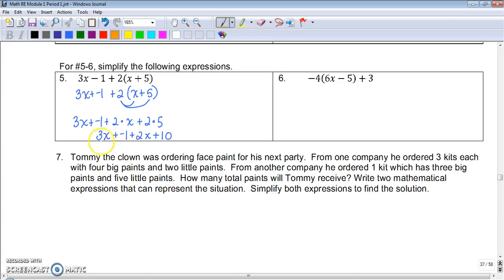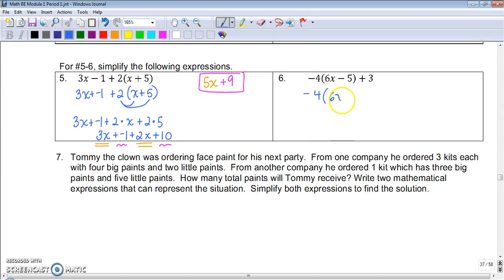Last, we need to combine what we call like terms. So we need to add up the x's. So 3x plus 2x is 5x. And we need to add up the terms that don't have x. Negative 1 plus 10 is 9. So 5x plus 9.